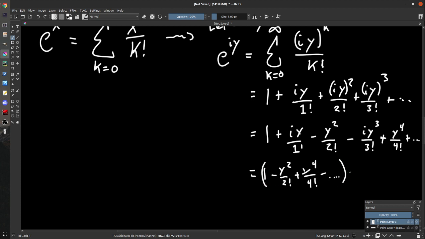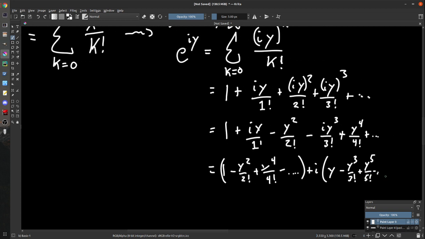You got this chunk, and then all of the rest of the pieces have i's in them, right? So plus i, and then we're going to have, well, y minus y to the third over 3 factorial plus y to the fifth over 5 factorial minus, and so on and so on. Notice what this is. This is just the Maclaurin series for cosine of y. That's this chunk. Plus i sine of y.